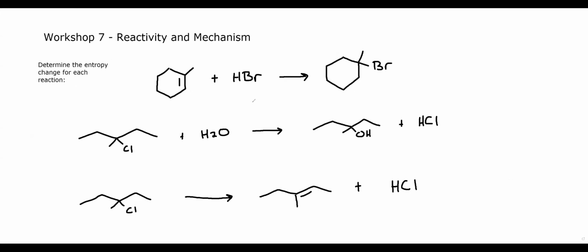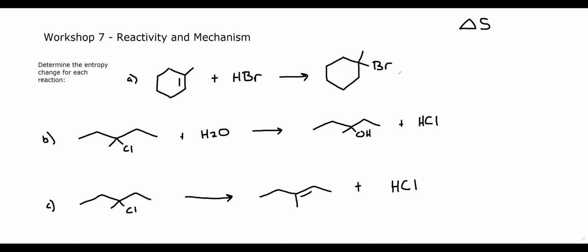So for this problem here, we're given three different reactions, 1, 2, 3. I'll put A, B, and C. And now for each of these, we are going to determine the entropy change for each reaction. So we're looking at change in entropy, delta S.